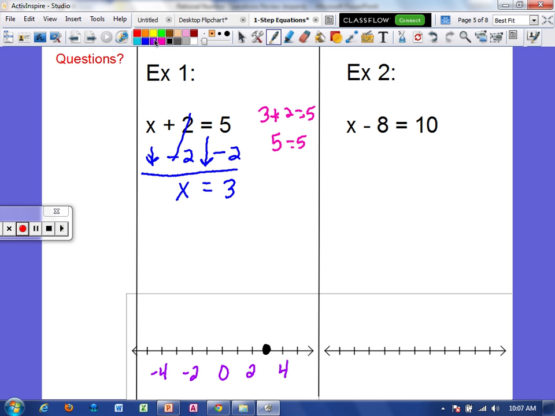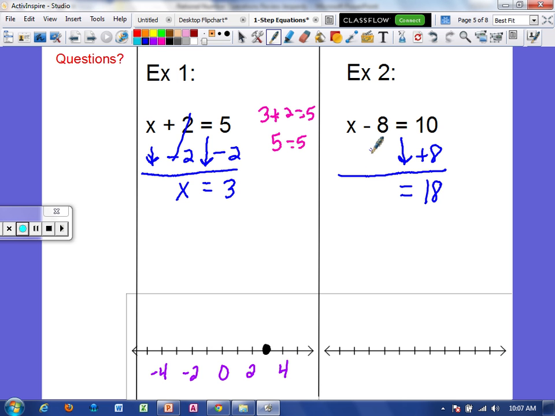Alright, let's look at example 2. x minus 8 equals 10. So something minus 8 is going to be 10, so I'm going to separate the left and the right side of the equation, and I'm going to carry my equal sign down. Now, since this is subtraction, I want to add. So I want to know what is 10 plus 8, and that should give us the value of x. So let's add 8. 10 plus 8 is 18.